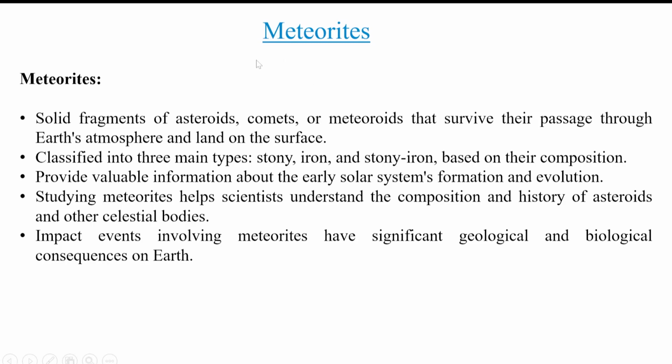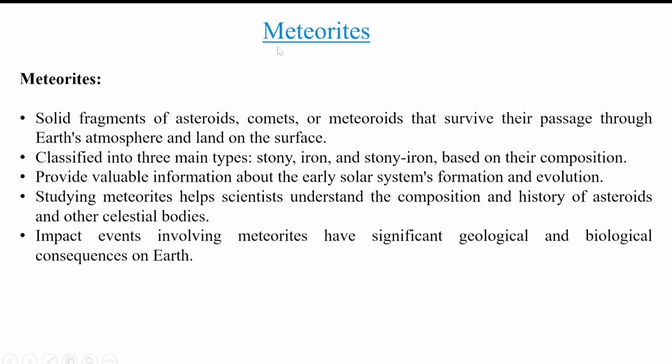Meteorites are solid fragments of asteroids. We have dealt with asteroids that are present in a belt orbiting around the sun between the orbits of Mars and Jupiter, and we have also discussed the two possible processes by which these asteroid belts have formed. From these asteroid belts, there are solid fragments of asteroids, comets or meteoroids that survive their passage through the Earth's atmosphere and land on the surface of the Earth.